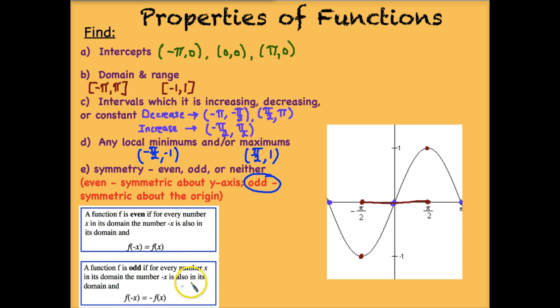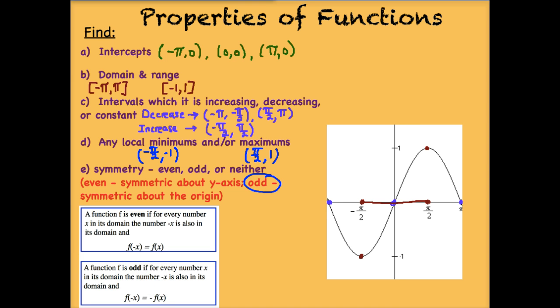Another way to think about this is algebraically, and we'll be looking at that in a minute. But basically, it's even if you can plug in a negative x into your function and the result is the original function. It is odd if you plug in a negative x into the function and the new resulting function is the exact opposite of what you started with. In other words, the signs are opposites of what you started with. So if you have a positive, it's now a negative. If you have a negative, it's now a positive.